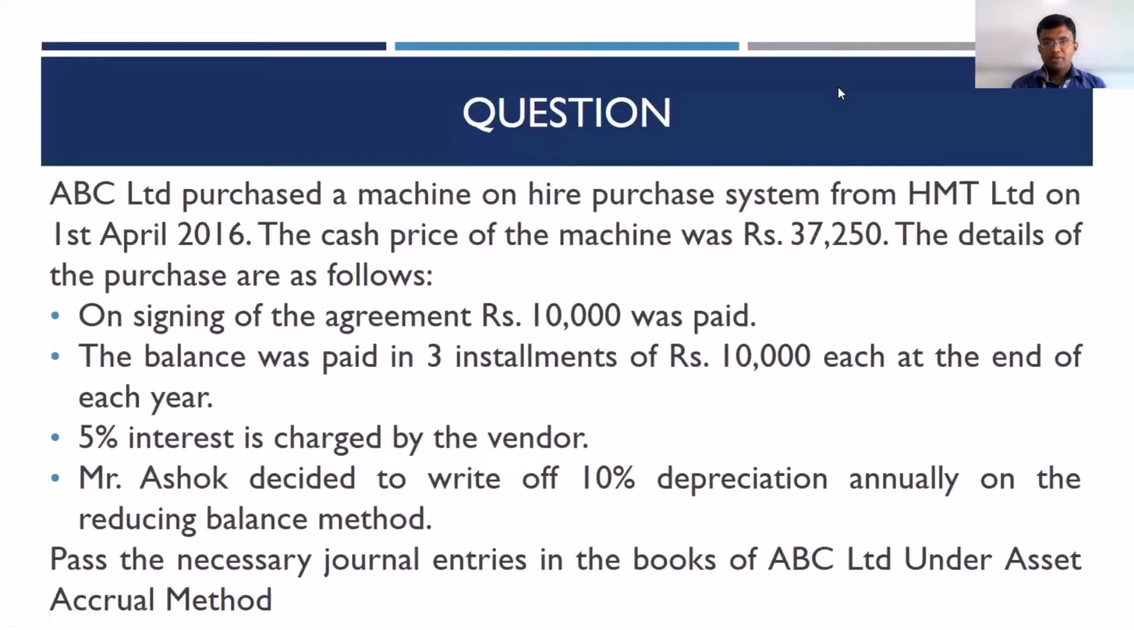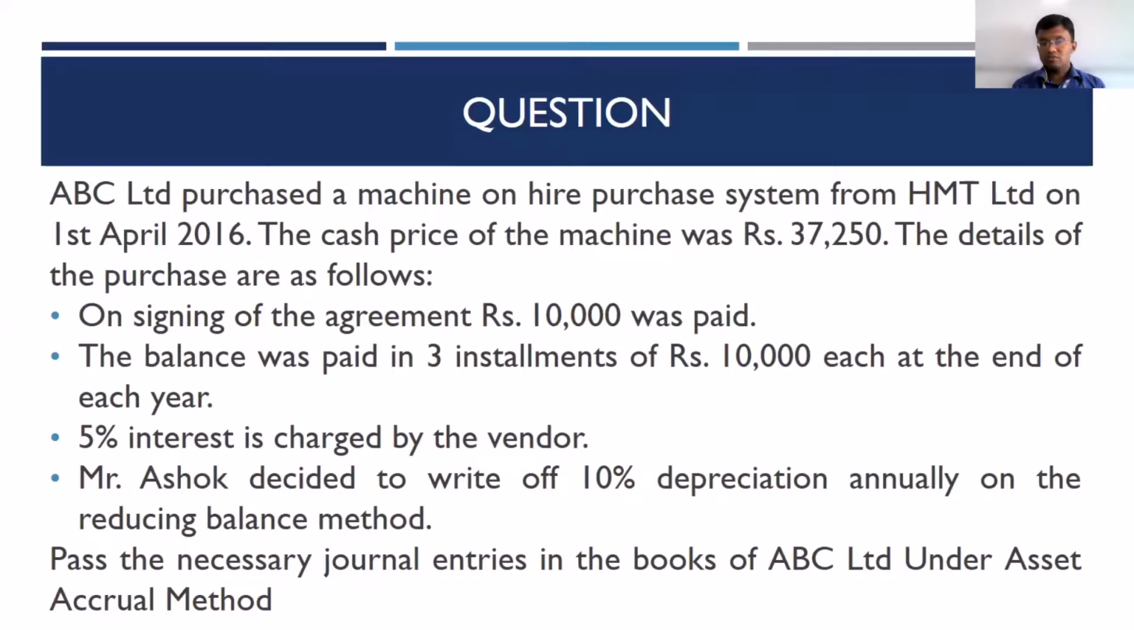In this question, what we've been told is that ABC Limited purchased a machine on hire purchase from HMT Limited on 1st April 2016. So here, ABC Limited is the purchaser and HMT is the vendor. And the transaction is taking place on 1st April 2016. So please note, we are following the financial year.